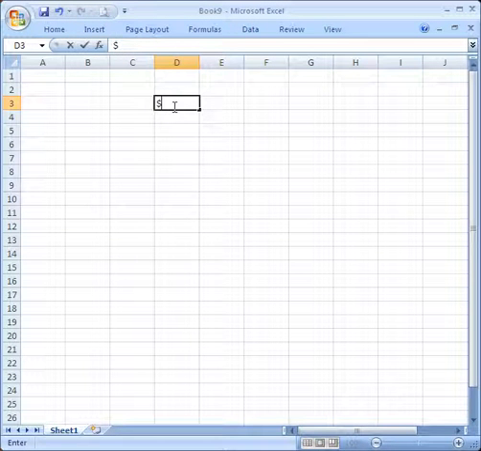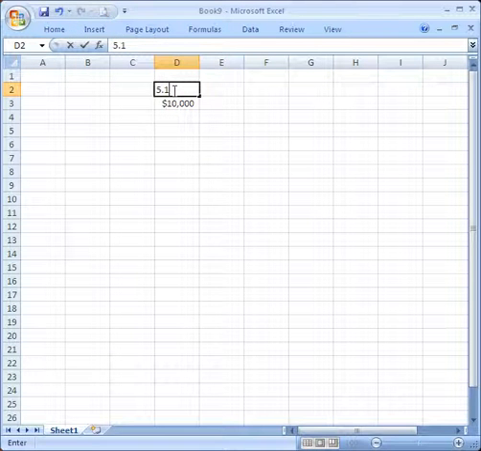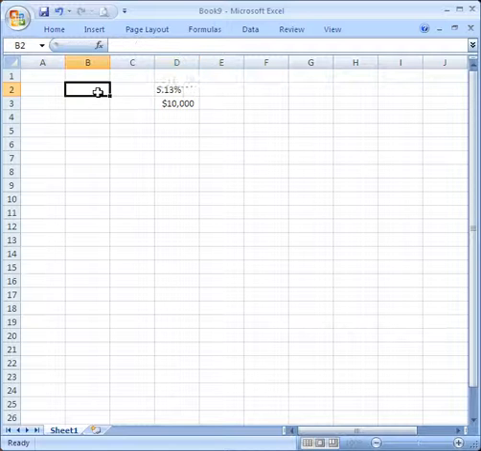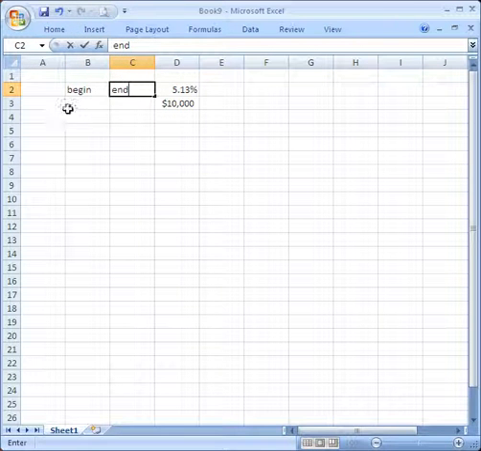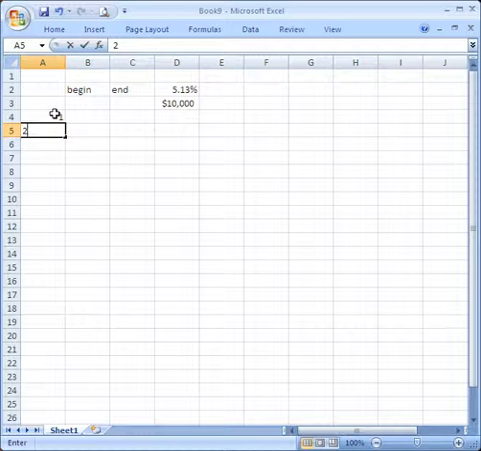Here's the amount we'll put in every year. Here's our interest rate. And here are the two columns marked begin and end. We'll follow our bank balance for 10 years.